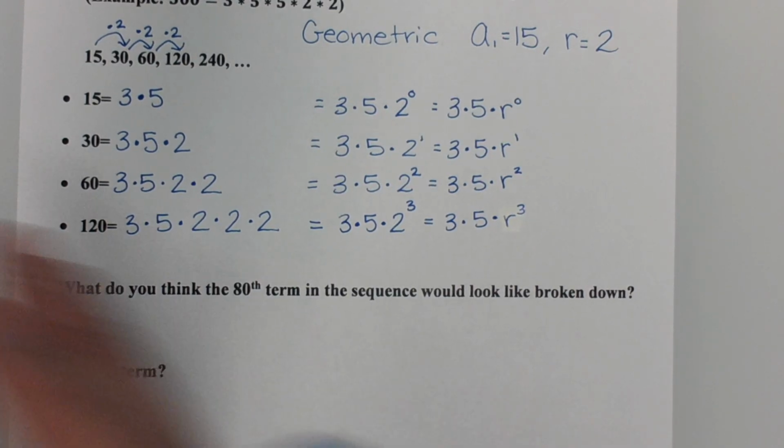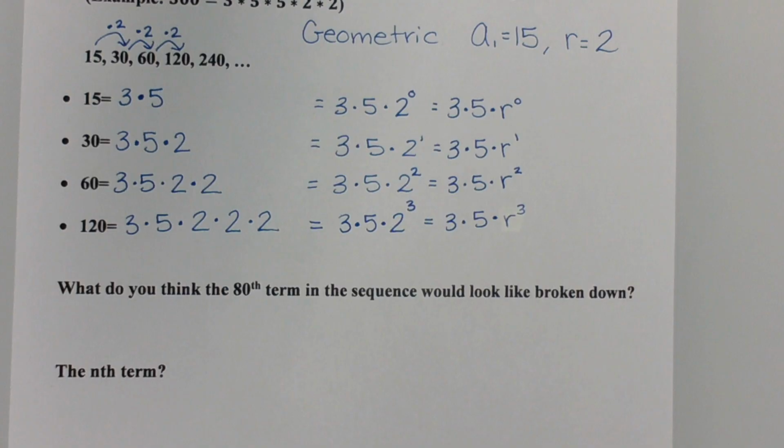So that number that keeps increasing exponents is actually our constant ratio, where you're multiplying by an additional r to get from term to term. What about the 3 times 5? Where do you think that comes from? It's a sub 1.